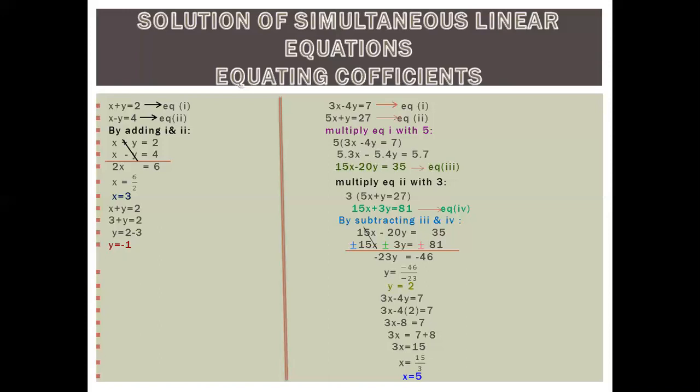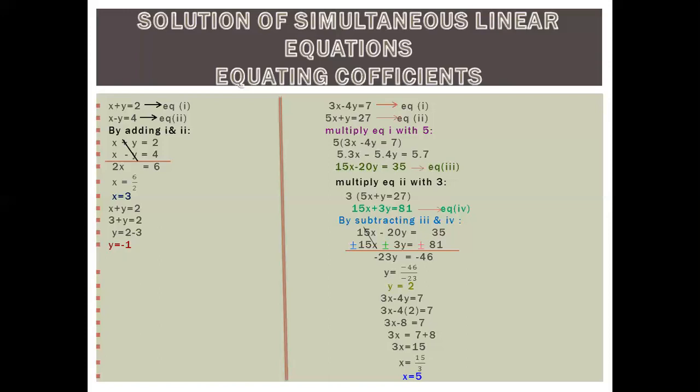Minus 20 and minus 3 is minus 23y is equal to 35 minus 81. One term is positive and the other is negative, so we subtract the terms and we use the sign of the bigger number. 81 is the bigger number, so we put the sign minus: minus 46. We divide both sides by minus 23, or we shift minus 23 to the other side. Minus 46 over minus 23. Both negative signs cancel, and 23 times 2 is 46. The value of y is 2.